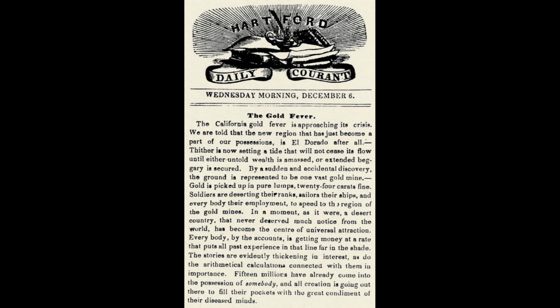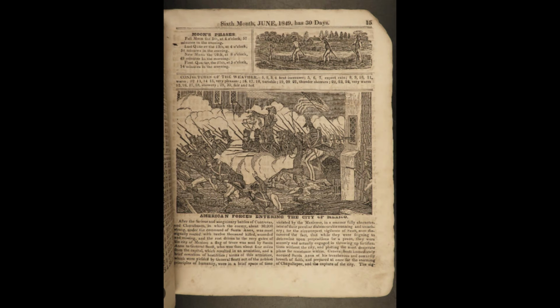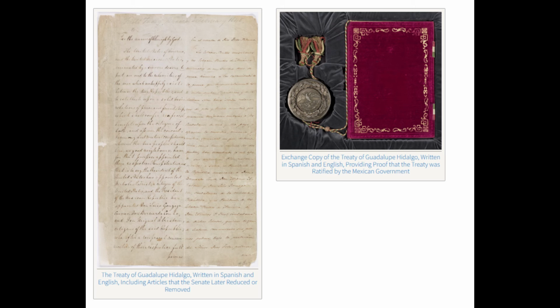Now, meantime, American forces have gone into Mexico. It'll all be resolved by 1848. There's an almanac from 1849 depicting what happened last year. Remember, news travels incredibly slowly. Okay, here we have the Treaty of Guadalupe Hidalgo, written in Spanish and English, including articles that the Senate later reduced or removed. And there's an official exchange copy of the treaty, providing proof that the treaty was ratified by the Mexican government.